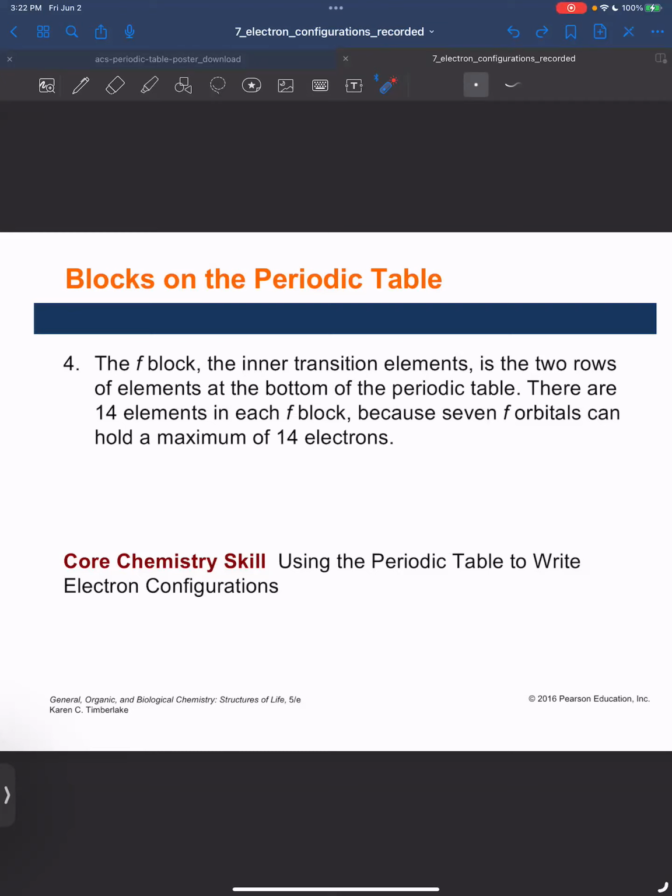And this is going to be a core chemistry skill, being able to use the periodic table to write electron configurations. Because once we can write the electron configuration of any element, we can understand its properties. And we are going to use that knowledge to predict what kind of compounds or molecules that element will like to form, whether it'll form ionic or covalent compounds, in a later video. But it's important we master electron configuration first before we start building molecules and compounds.